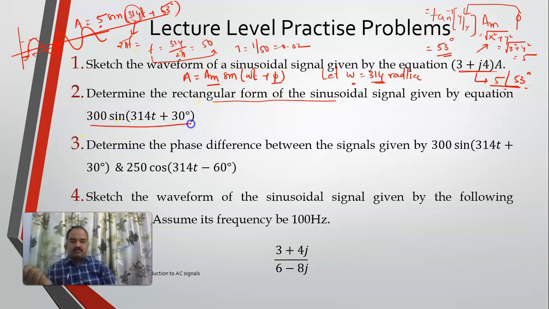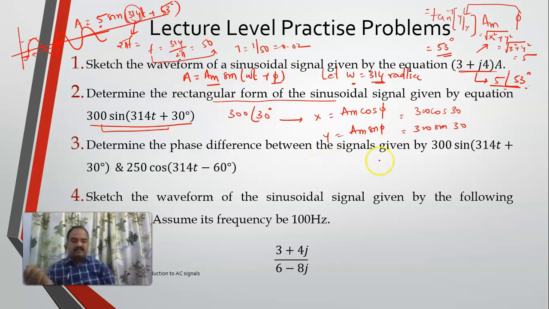Similarly, determine the rectangular form. So this is a true form, right? Shortly I can write it as 300 at an angle of 30. Now he wants the rectangular form. How to get it? X is equal to Am cos phi. Y is equal to Am sin phi. So this is 300 cos 30. This is 300 sin 30.